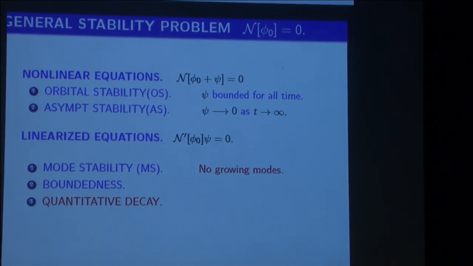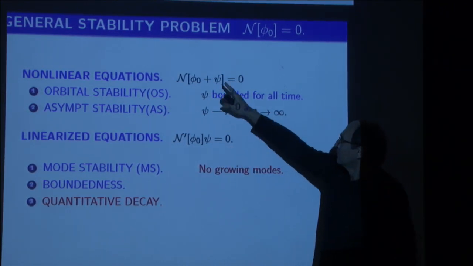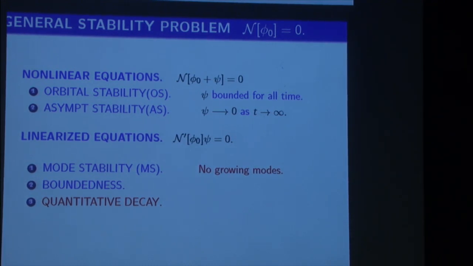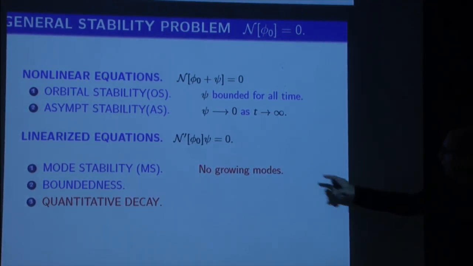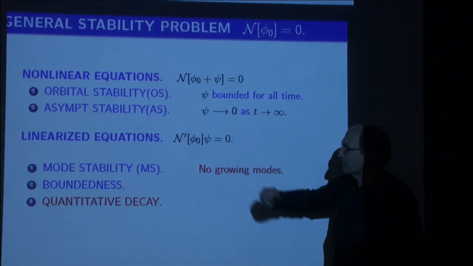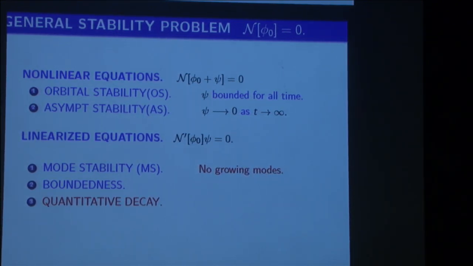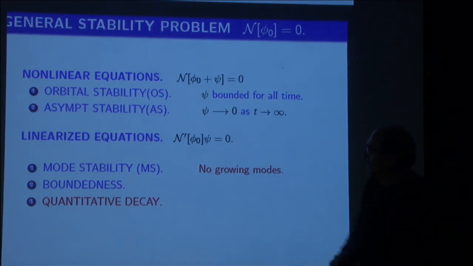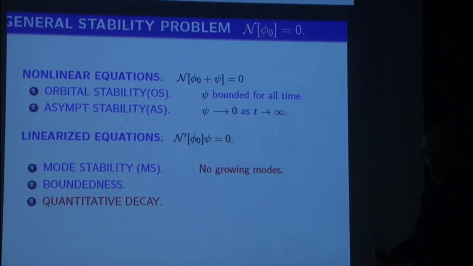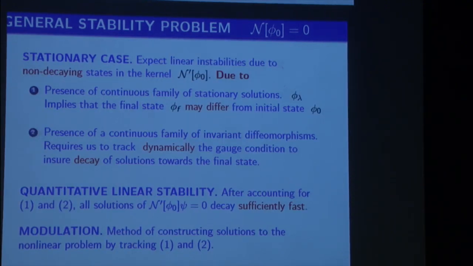And it's natural to look at the linearized problem, which is this one. So this is a linear operator. You just take the variation of N, or the Fréchet derivative if you want, and you get a system of linear equations in psi, which you want to solve. And then at the level of the linear equation, you can talk about mode stability, which is the simplest kind of stability that you can think of, which means, in particular, that you don't have growing modes. Boundedness means that psi stays bounded for all time. And quantitative decay is a really important one if you want to understand the nonlinear equation: you actually want to get enough decay of psi so that you can close at the level of the nonlinear problem.